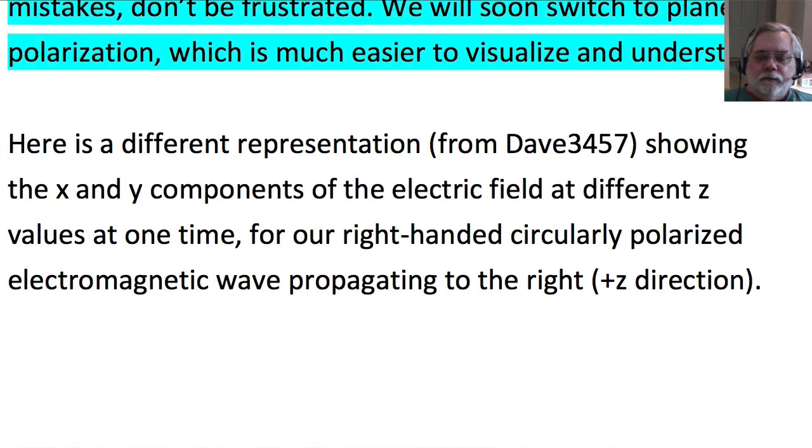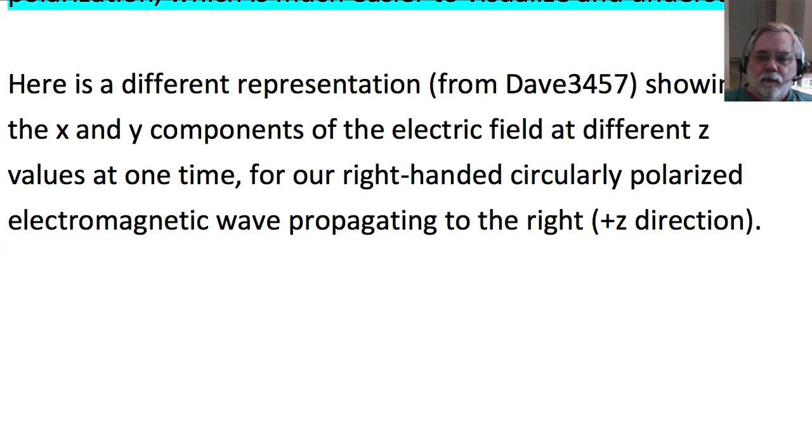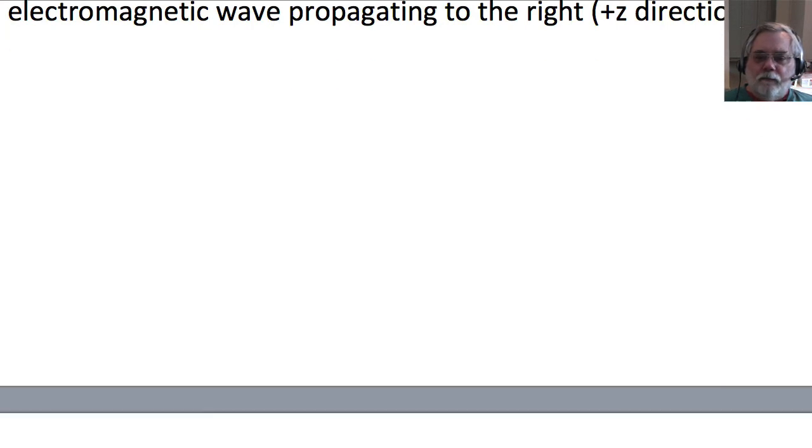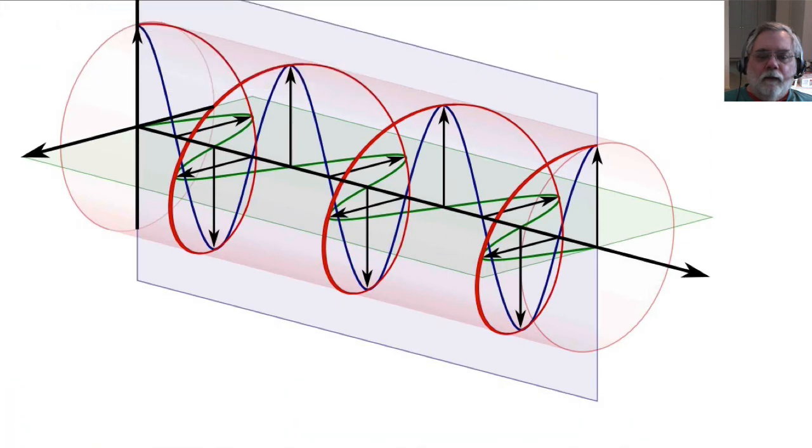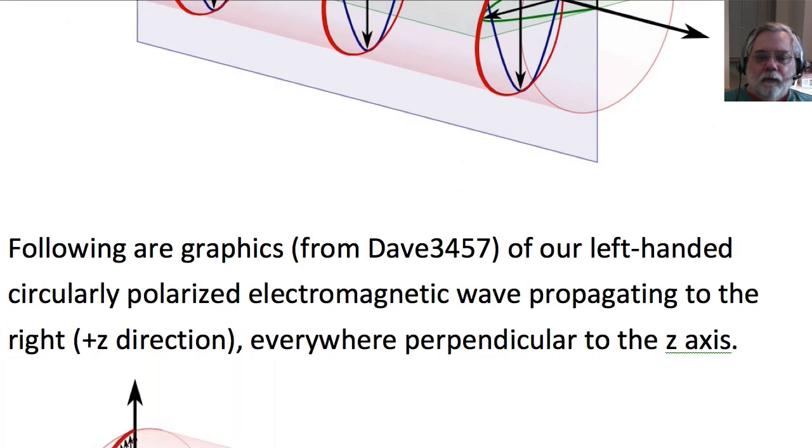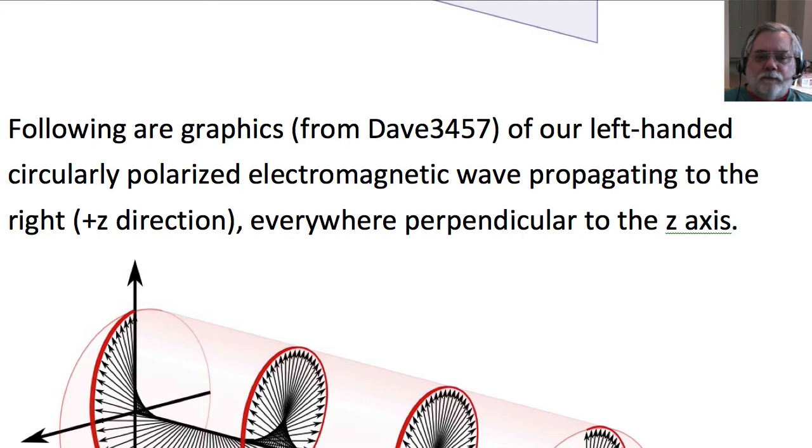Here's a different representation. This representation shows the x and y components of the electric field at the different z values at one time. Again, for our right-handed circularly polarized wave. Here, the blue sine wave is in the xz plane, and the green sine wave is in the yz plane. And notice that they are 90 degrees out of phase. When one has a maximum value of plus or minus 1, the other one has value 0. They are out of phase. Now, following are comparable graphics for the case of a left-handed circularly polarized electromagnetic wave.